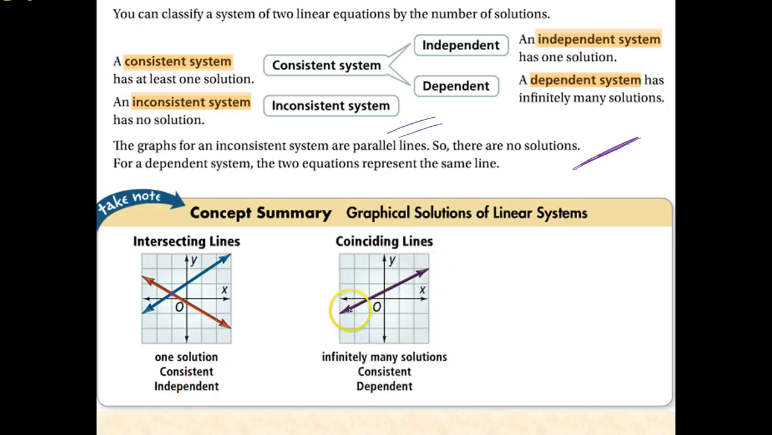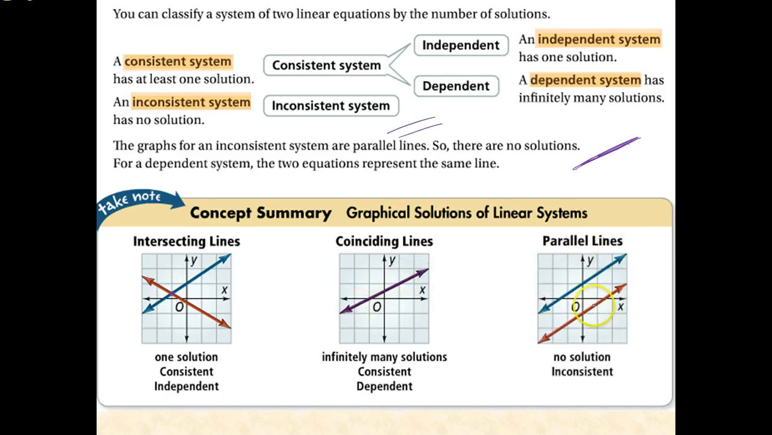Coinciding lines means there are two lines that are exactly in the same place. They have infinitely many solutions. It is a consistent system because there is at least one solution. And it's a dependent system because the solution we look at depends on where we're looking. And then we've got parallel lines. There's no solution. This is an inconsistent system.